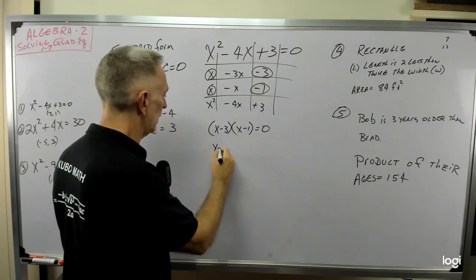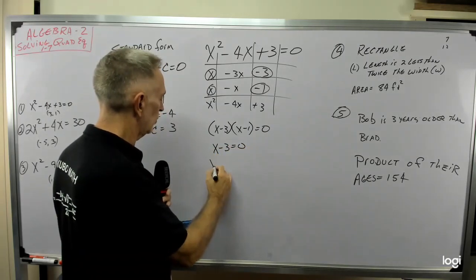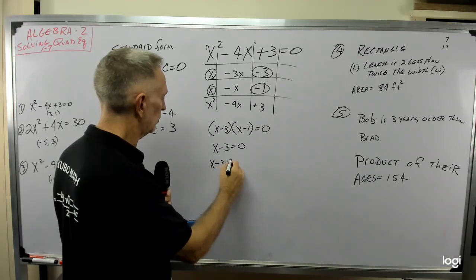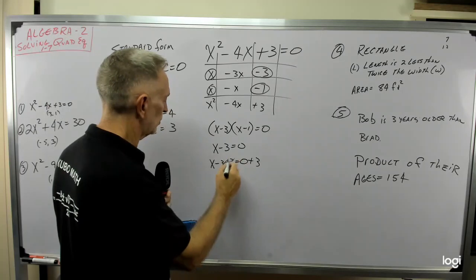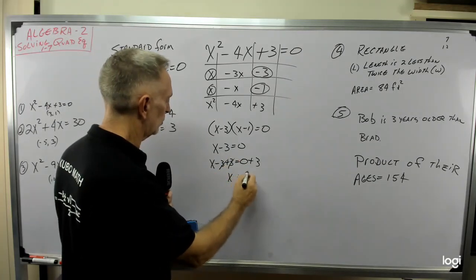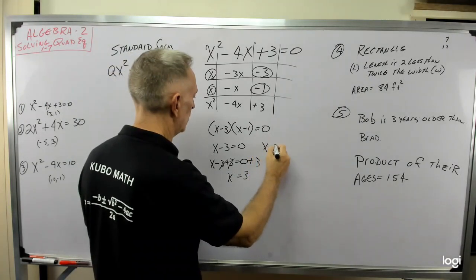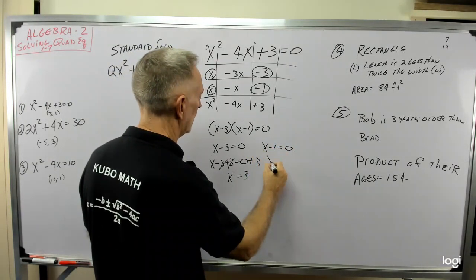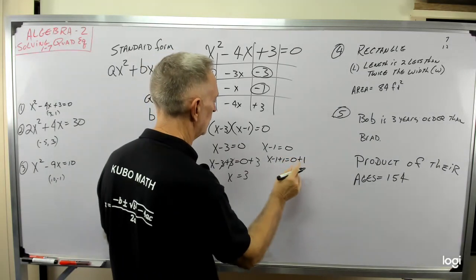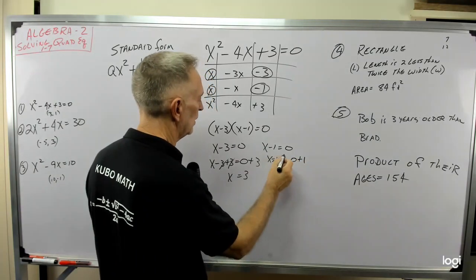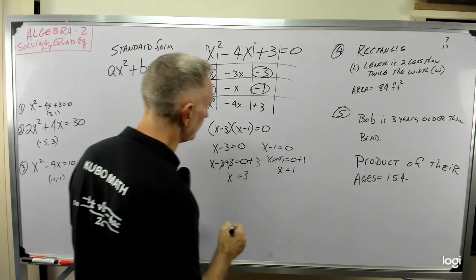So if we say x minus 3 equals 0, solve for this. So x minus 3 plus 3 equals 0 plus 3. So these 3's cancel, x equals 3. Okay, x minus 1 equals 0. X minus 1 plus 1 equals 0 plus 1. I've added 1 to both sides. These cancel, so I have x equals 1.